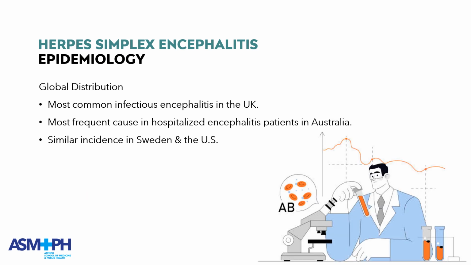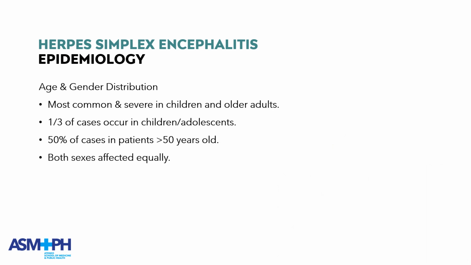Herpes simplex encephalitis is the most common infectious encephalitis in the UK and the most frequent cause in hospitalized encephalitis patients in Australia. Similar incidence in Sweden and the US. It is most common and severe in children and older adults, and one-third of cases occur in children and adolescents. 50% of cases are in patients more than 50 years old, and both sexes are affected equally.